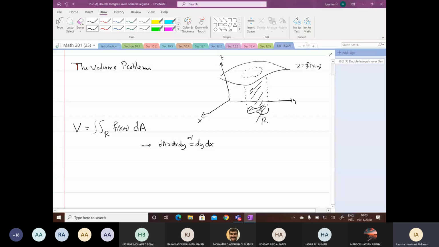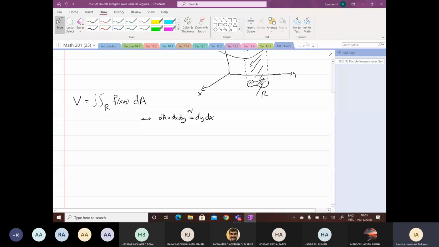The next main question is really how to set up the limits of integration. And it depends on the region R. Last time we considered the simplest type of region R, when R is a rectangular region. So this is the first case: R is a rectangular region.